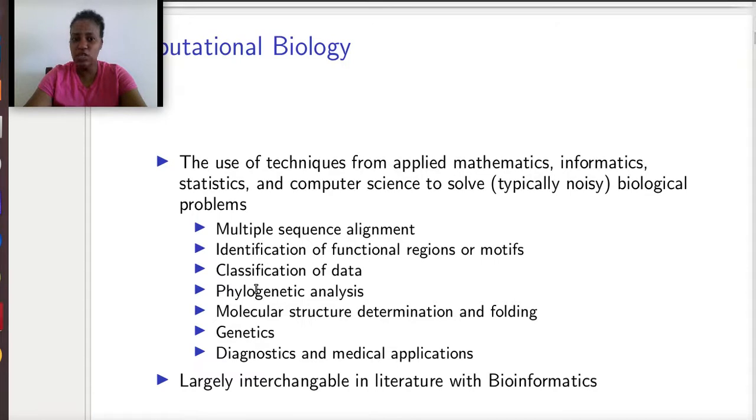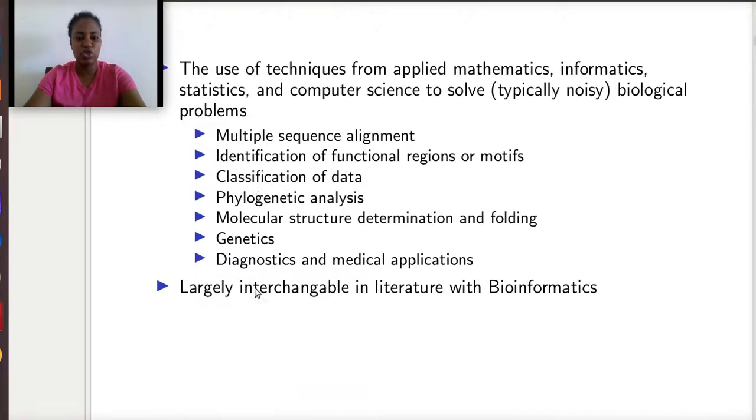Some of the key topics that computational biologists work on are mainly developing tools that allow for multiple sequence alignment, identification of functional regions, classification of biological data, phylogenetics analysis, which deals with finding the origin from the ancestors using biological data, using DNA. Molecular structure determination, that deals with proteins. Genetics, and diagnostics and medical applications. And computational biology is highly interchangeable with bioinformatics in literature.